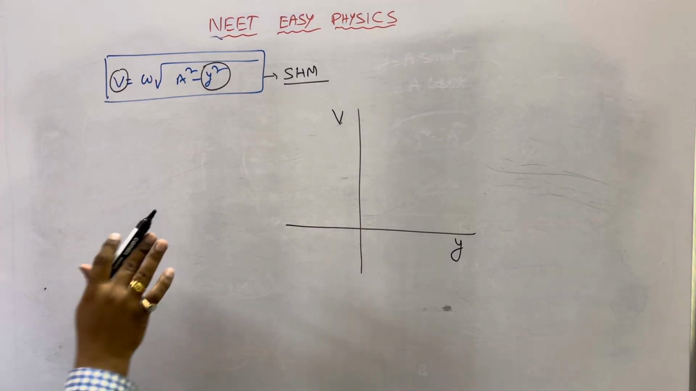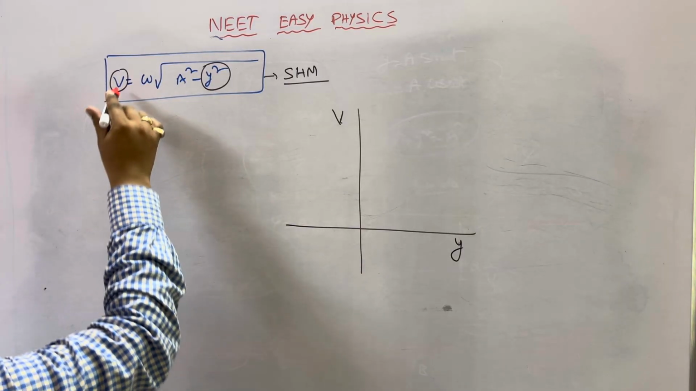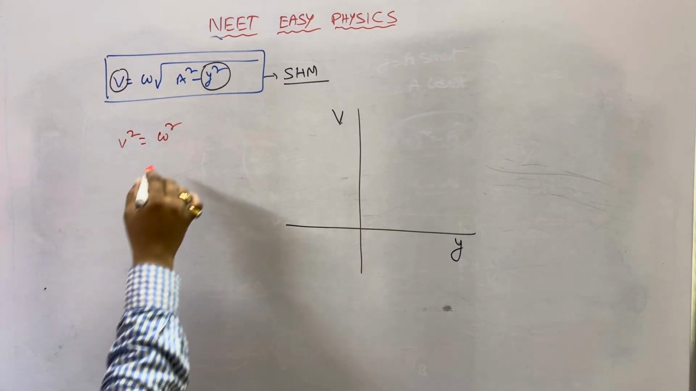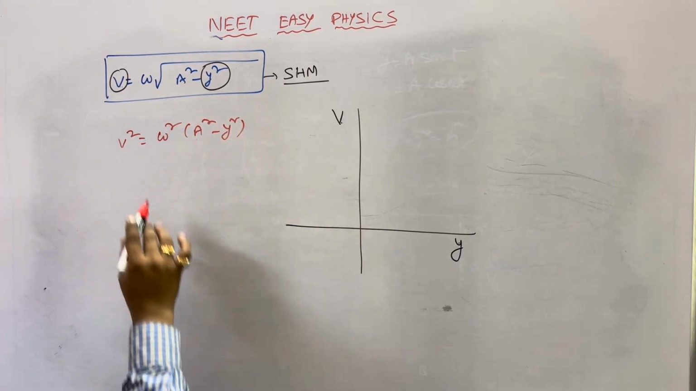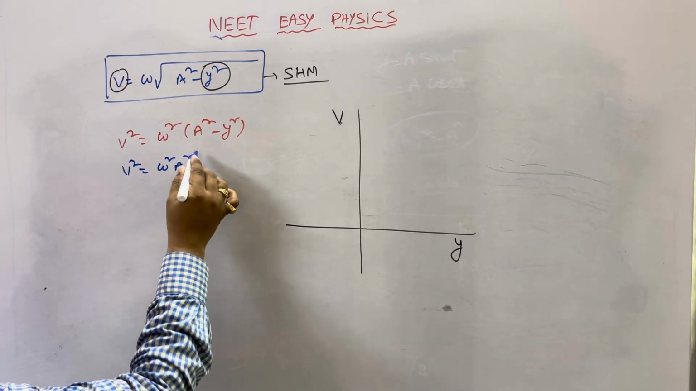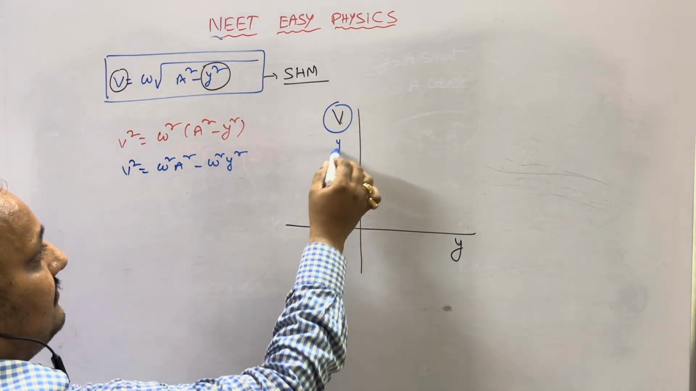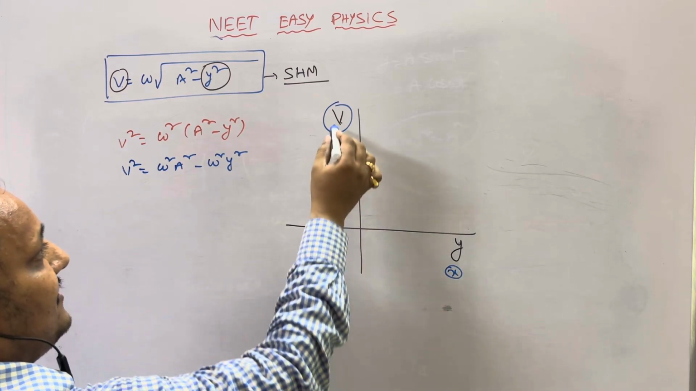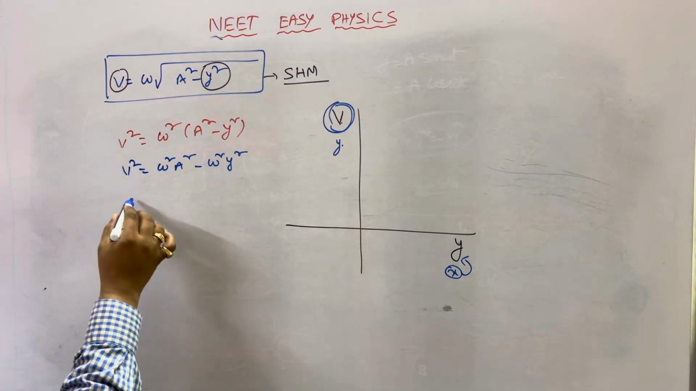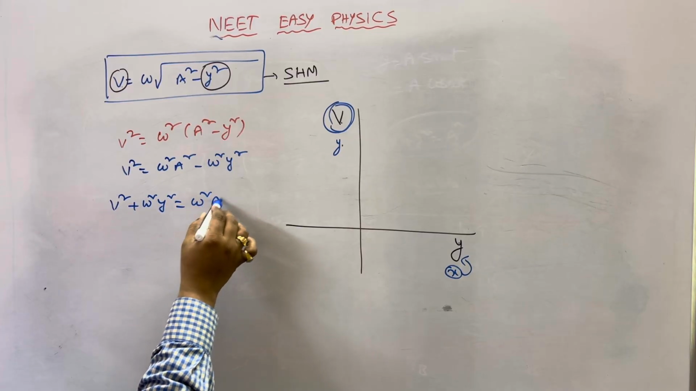At that time we want the relation between v and y. So what do we do? Square this equation on both sides. V square equal to omega square into a square minus y square. Expanding, v square is equal to omega square a square minus omega square y square. We want the relation between the y-axis and x-axis. In place of y, velocity is there; in place of x, displacement y is there. So bring this to the left side: v square plus omega square y square equal to omega square a square.